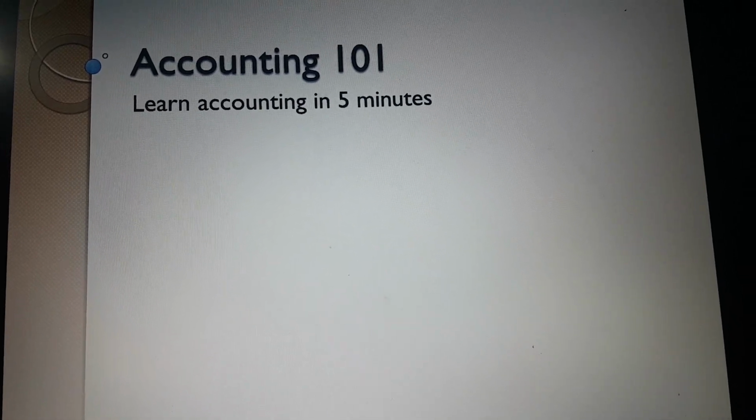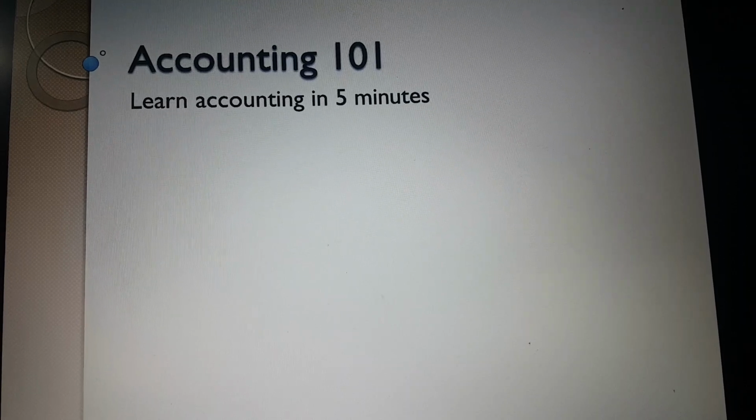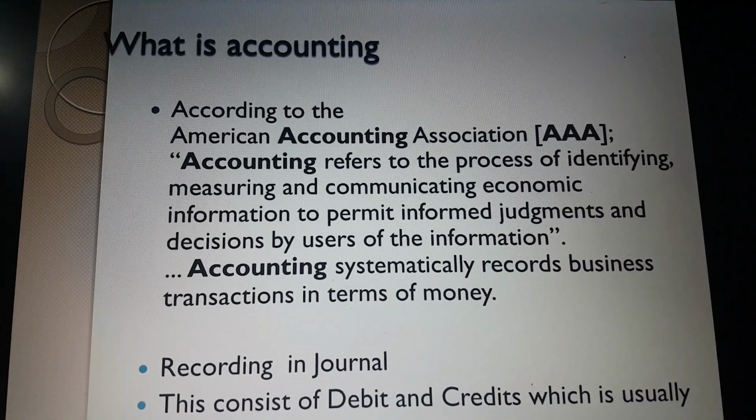Good day. Our activity for today is to learn Accounting 101 in 5 minutes. So let us first define what is accounting.